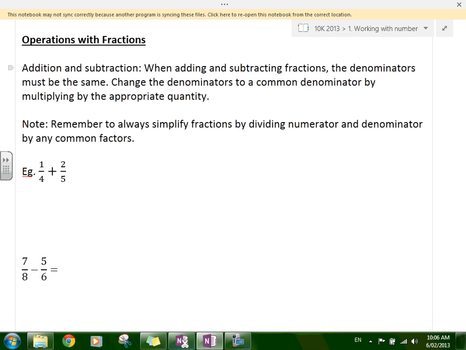Right? With a calculator, you don't have to have the same denominator. It does all that working out for you. However, it's good to know how to do it. And the other good thing is the calculator will always simplify fractions for you.